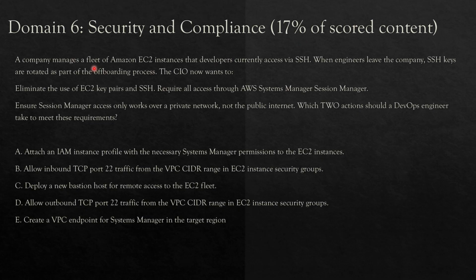Here, a company manages a fleet of EC2 instances that developers securely access via SSH. When an engineer leaves the company, SSH keys are rotated as part of the offboarding process. The CIO now wants to eliminate the use of EC2 key pairs and SSH, with all access through SSM Session Manager, and it should only work on a private network, not the public internet. Which two actions should a DevOps engineer take to meet these requirements?